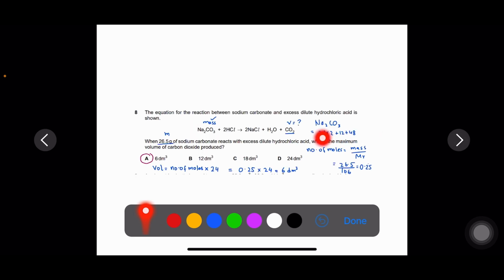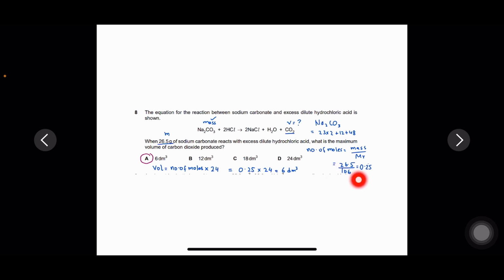Here we calculated the molar mass of sodium carbonate, and then we did number of moles equal to mass divided by molar mass. We get the number of moles of sodium carbonate. After that, check the ratio of sodium carbonate and carbon dioxide, because they are asking about carbon dioxide volume. The molar ratio is the same, 1:1. Same moles of carbon dioxide will be applied in the equation.